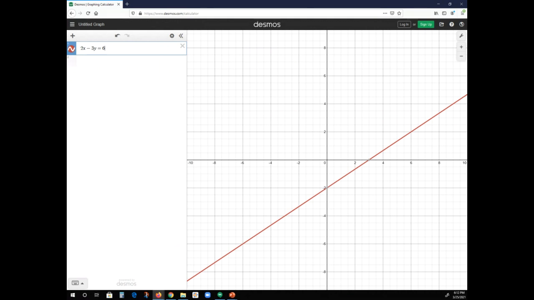And so you can see that that gave us a line. This is what the graph looks like. So this is why it's a linear equation. It gives us a graph.